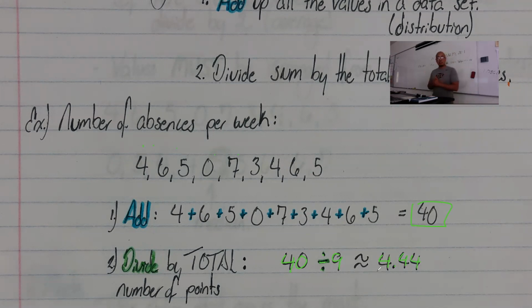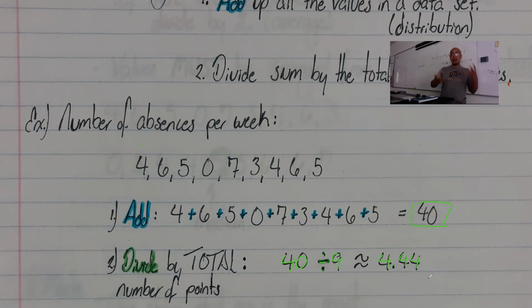So that means, ladies and gentlemen, that the average number of absences per week during this 9-week period that I have represented here was 4.4 absences, which of course there can't be. During any given week, I can't have 4.4 absences. I can't have 0.6 of a person missing. It doesn't work that way, but that just gives you a general idea of how many absences I would expect to have, or I had, in each one of those weeks.